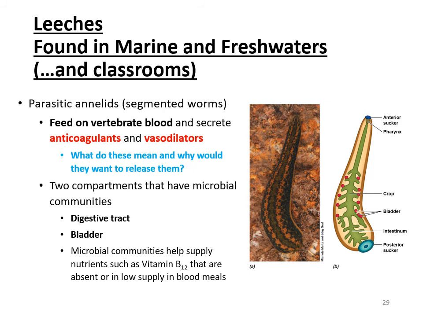Now what's funny is we think of these leeches as parasites having a symbiotic relationship with, let's say, us, but they also have a symbiotic relationship with microbes. They have microbes in their digestive tract and in their bladder. These microbes help them with proper nutrient absorption and help supply them with things such as vitamin B12, which is basically lacking in a diet of blood.